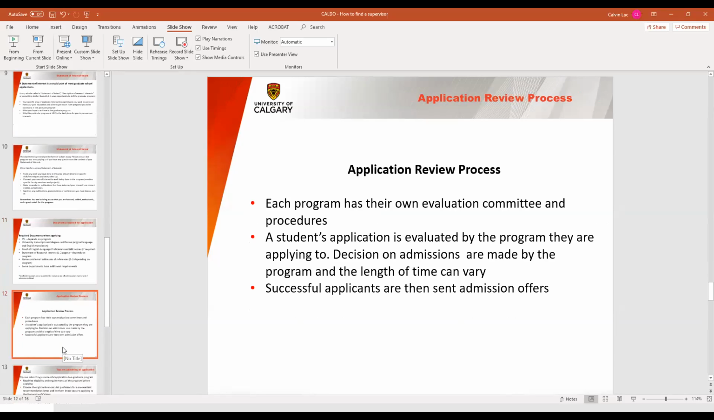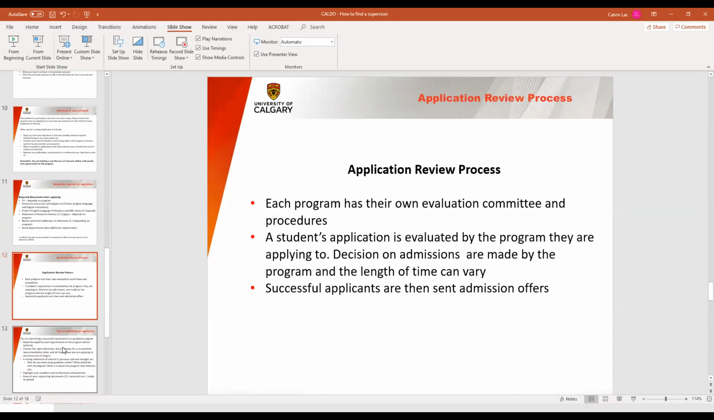The application review process is done by each individual program. They have their own evaluation committee, and successful applicants are sent admission offers by the program themselves. So if you apply to a program and you have any questions about the status of your application, please contact the program that you have applied to.